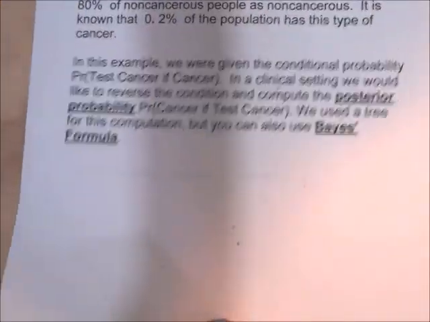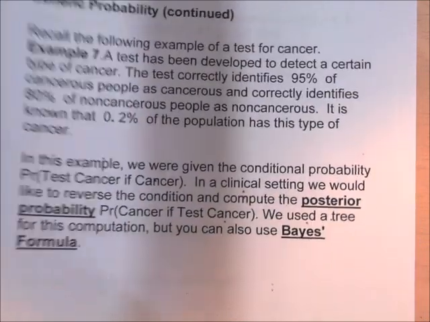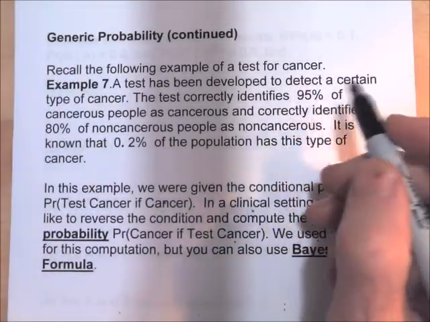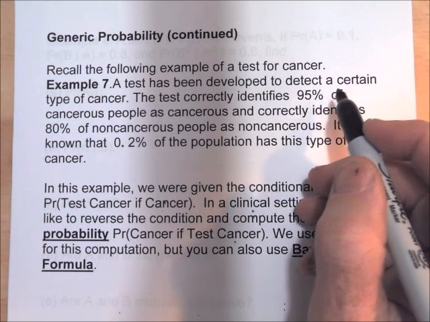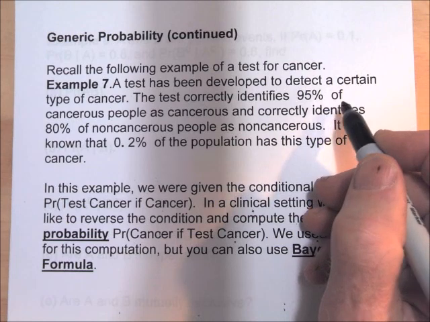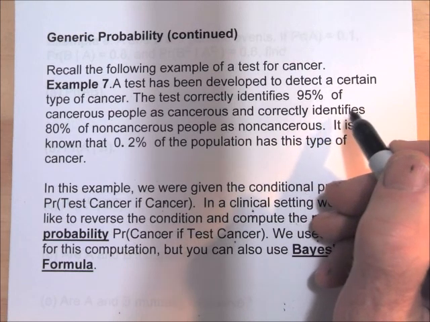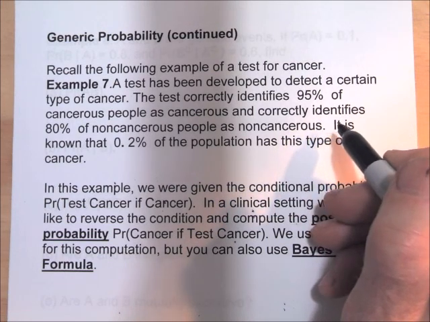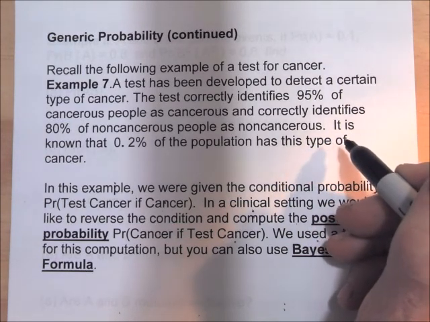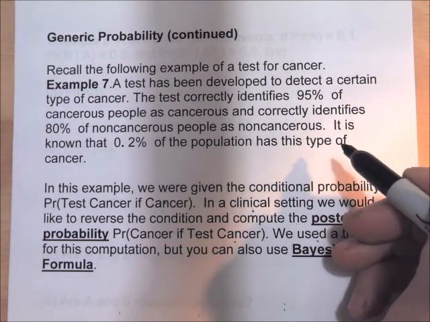Okay, so this is another review of something we did before. A test has been developed to detect a certain type of cancer. The test correctly identifies 95% of cancerous people as cancerous and correctly identifies 80% of non-cancerous people as non-cancerous. It's known that 0.2% of the population has this type of cancer.